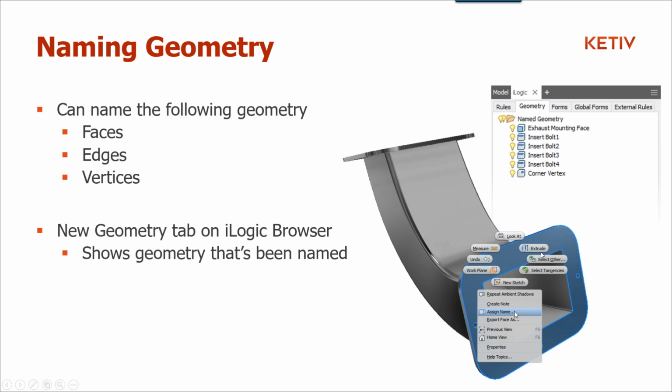Now, in conjunction with this new functionality of being able to name these types of geometry, inside of the iLogic browser, they now have a new geometry tab as well. And this geometry tab, when you start naming a lot of different faces or edges, shows all of the different edges or faces or vertices that you've renamed. And you can see that this little glyph shows that this is a face. These are edges right here, and that is a vertex.